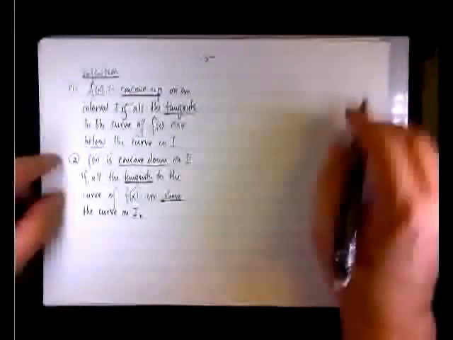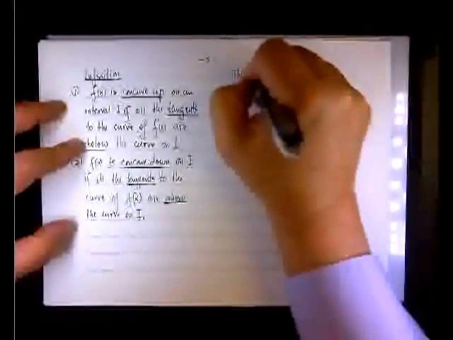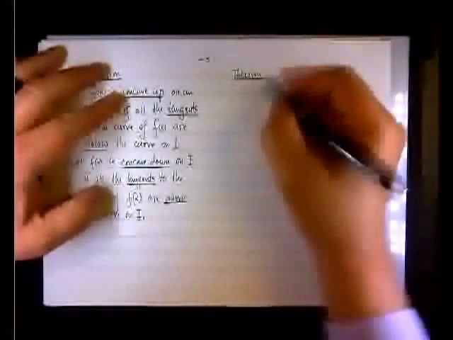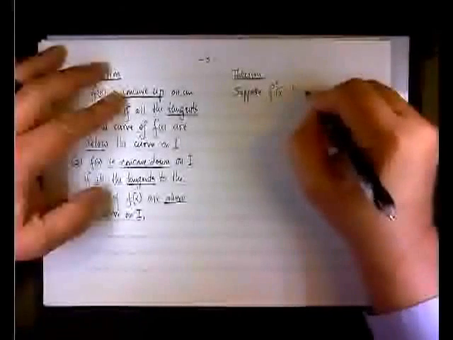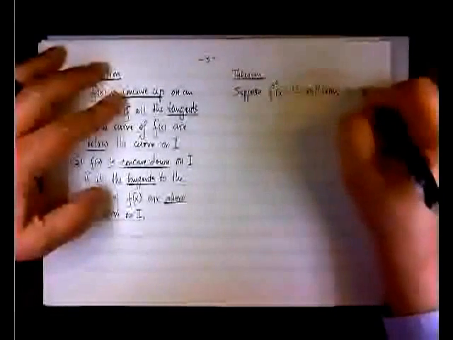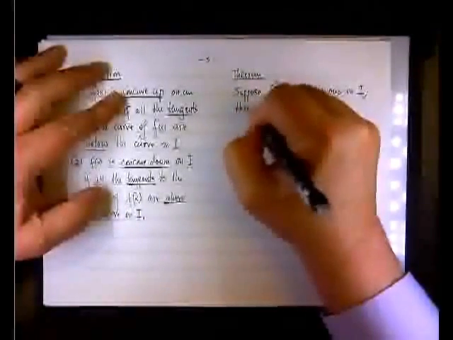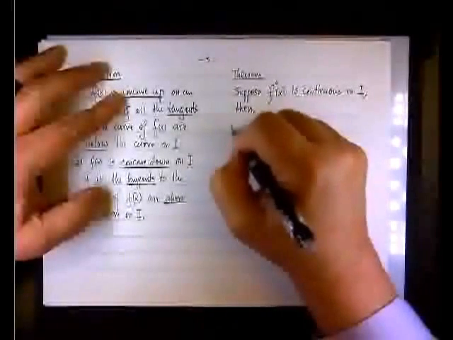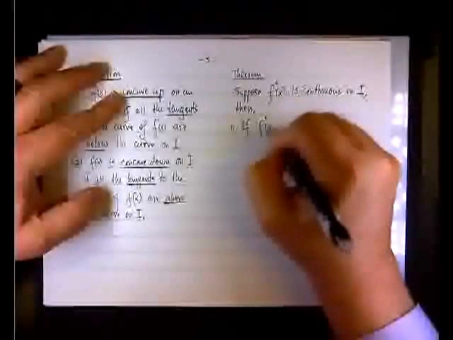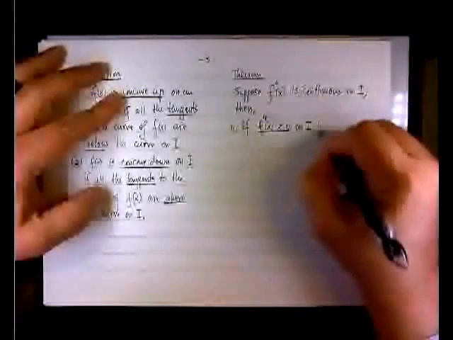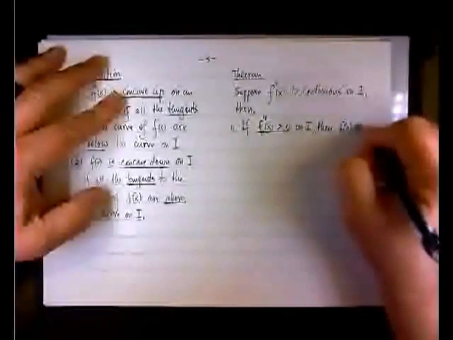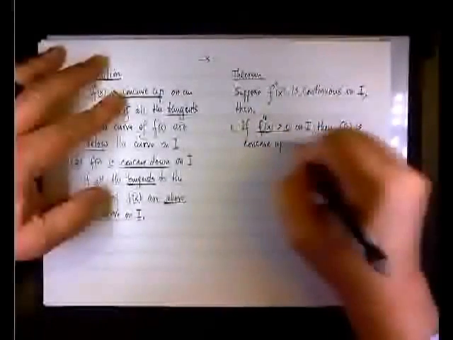All right, here's a theorem. Let's write it here. Okay, suppose f double prime of x, the second derivative, is continuous on an interval. Okay, then we have the following. One, if f double prime of x is positive on the interval, then f of x is concave up on I.